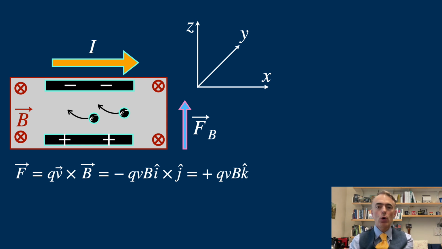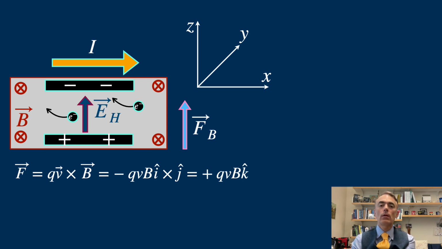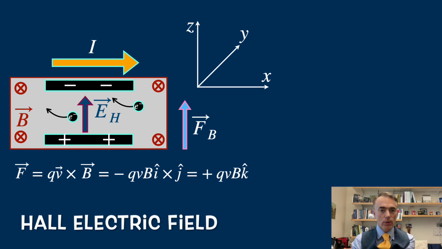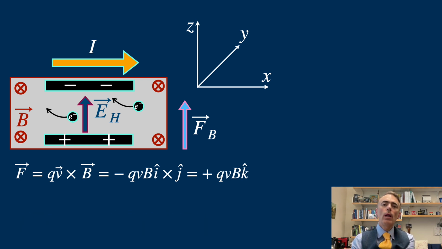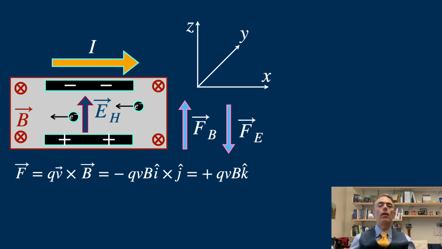This separation of charge creates an electric field within the conductor, pointing from the positively charged side to the negatively charged side. That's the Hall electric field. As more electrons pile up on one side of the conductor, an electric field begins to develop, which opposes further electron movement caused by the magnetic field. Eventually, the forces from this electric field balance out the Lorentz force. At this point, the charges stop accumulating and the system reaches equilibrium.